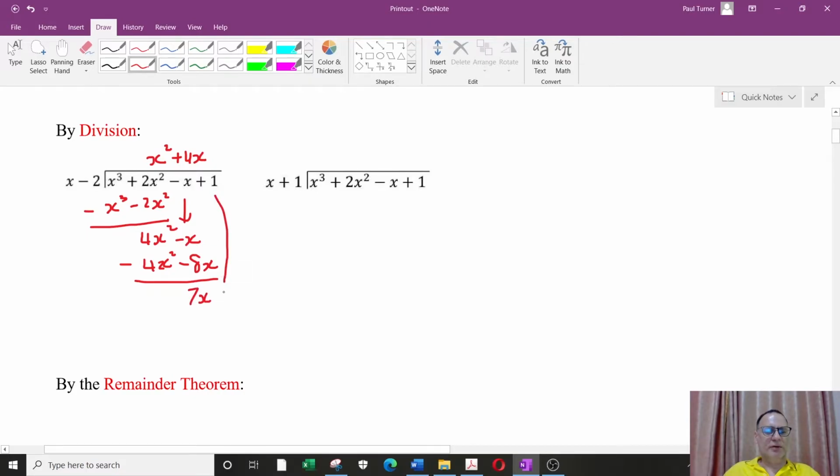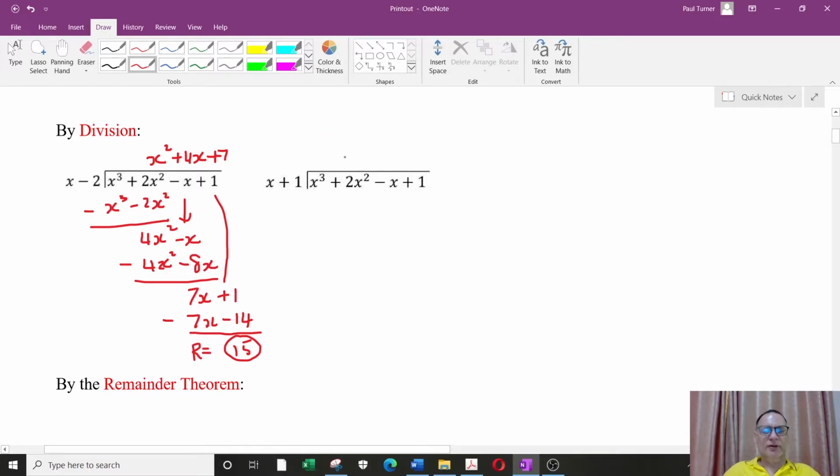And we bring down the 1, which means that this value must be 7. So 7 times x, 7x. 7 times minus 2, minus 14. And then when we subtract, we'll get 15. So that's your remainder. So let's write that as r. We'll do this one by division again.